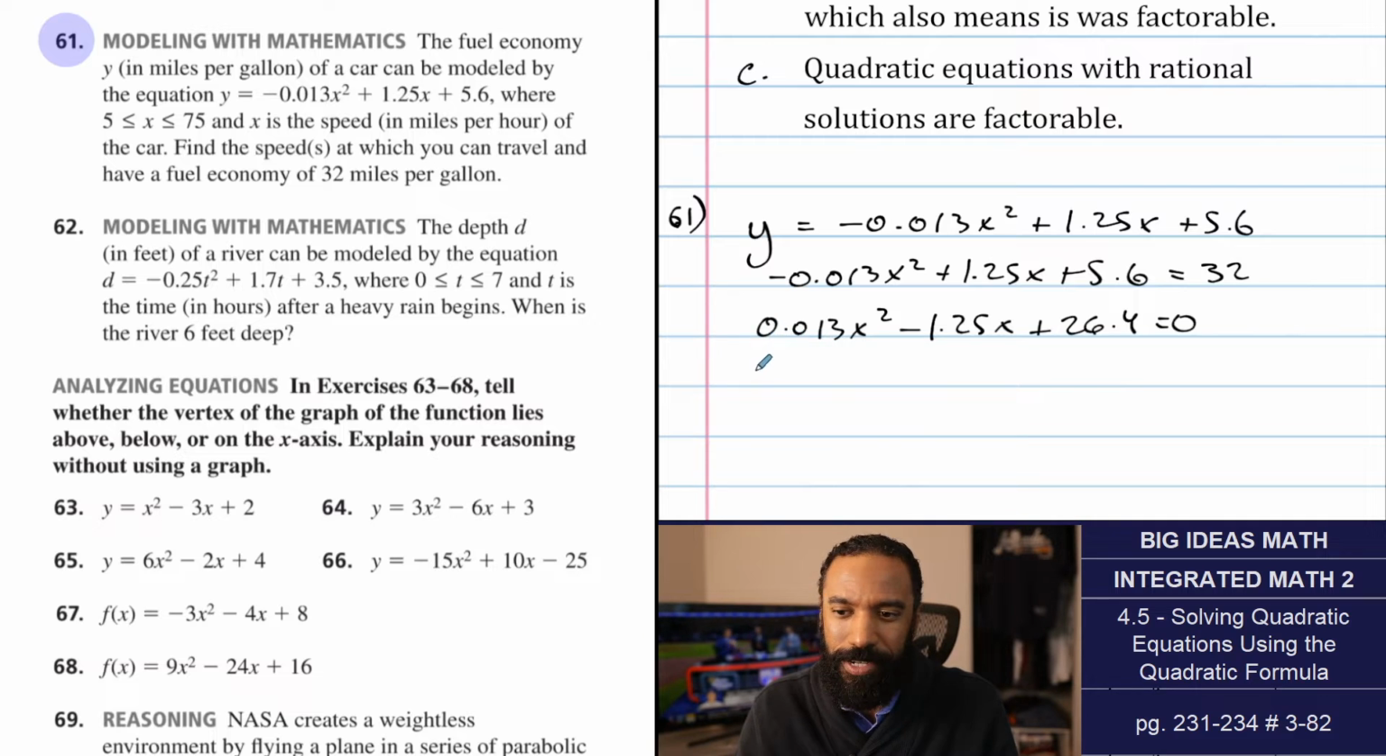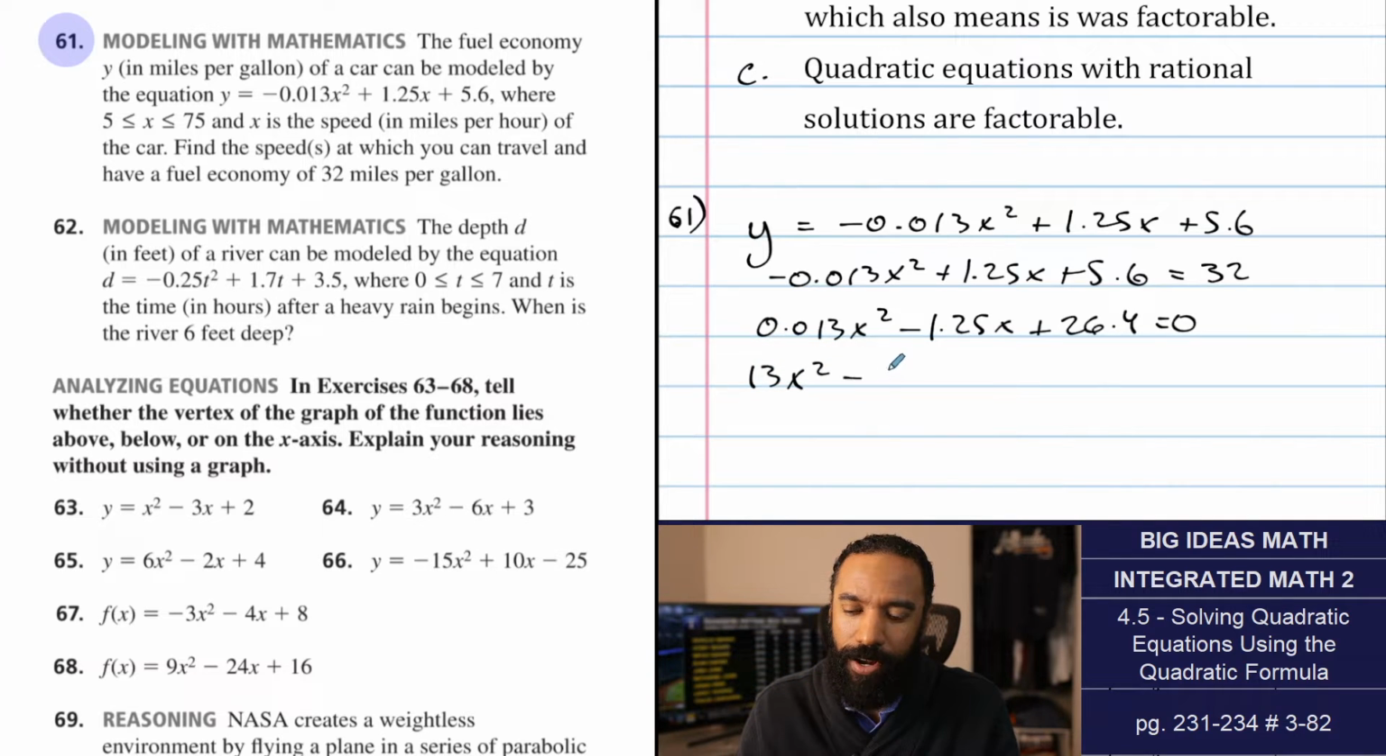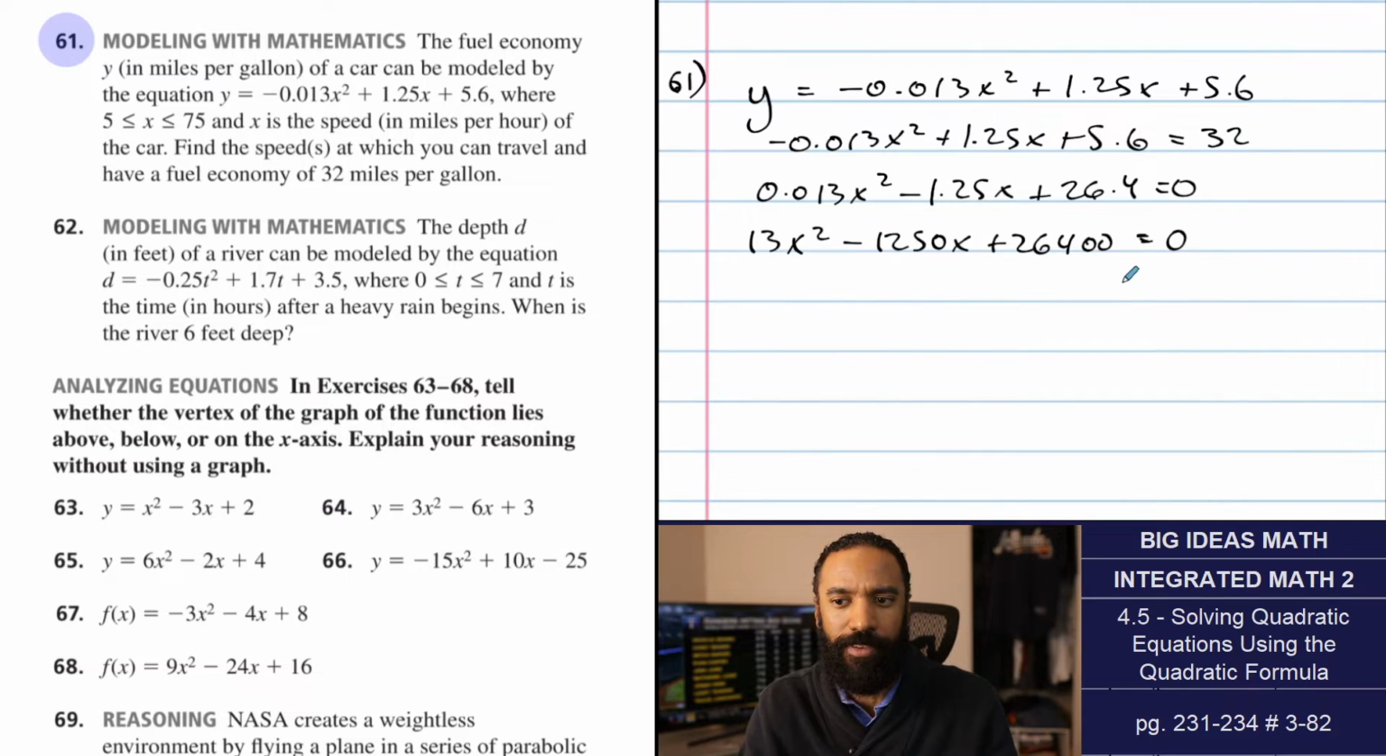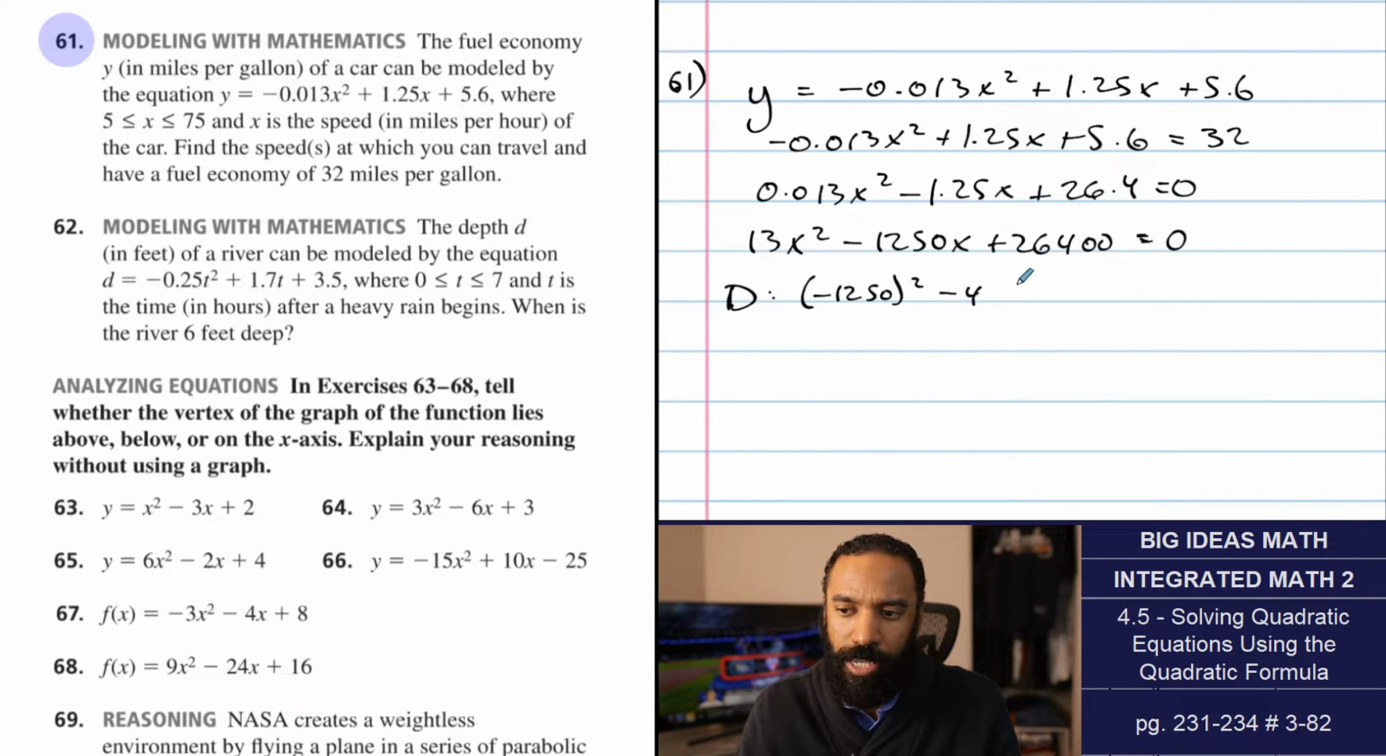Multiply everything by 1,000, and we get 13x squared minus 1250x plus 26400 equals 0. I have no reason to believe anything can factor out of that, so let's just leave it how it is. Let's go for the discriminant to begin with. They say find the speeds, so we're going to have to actually solve for x here. But let's start with b squared minus 4ac. I am going to use the calculator.